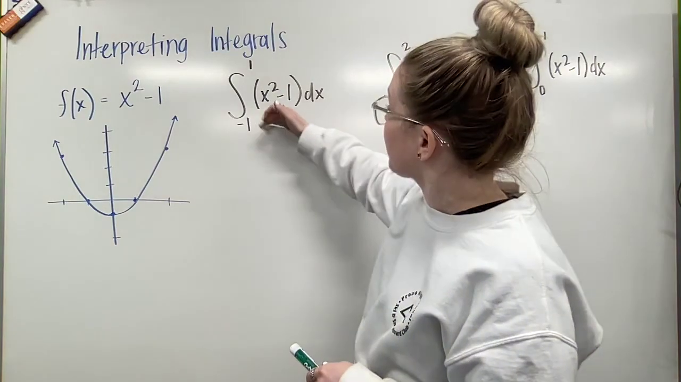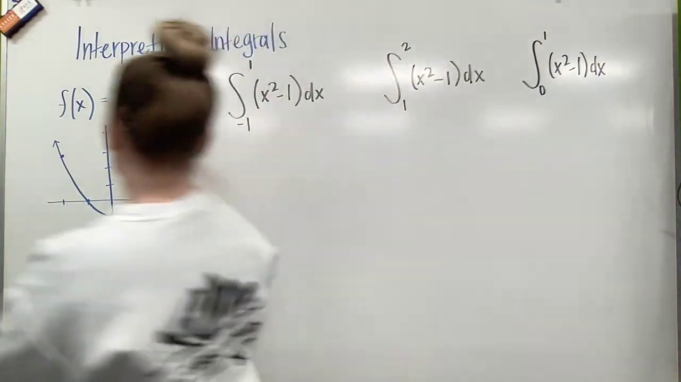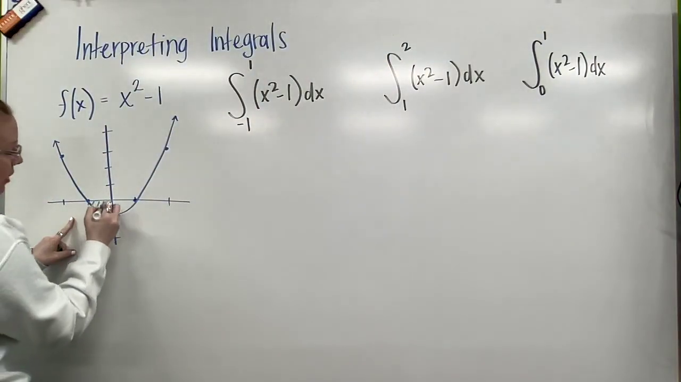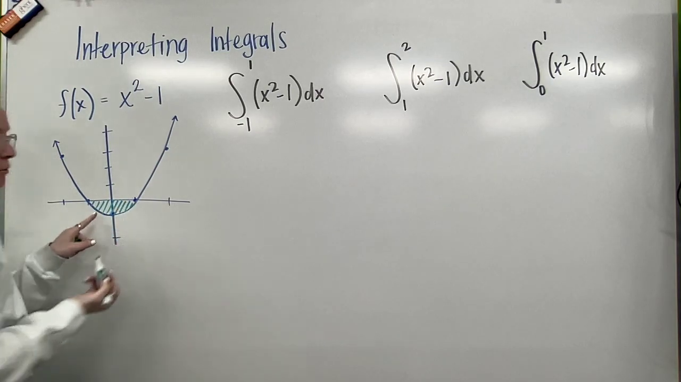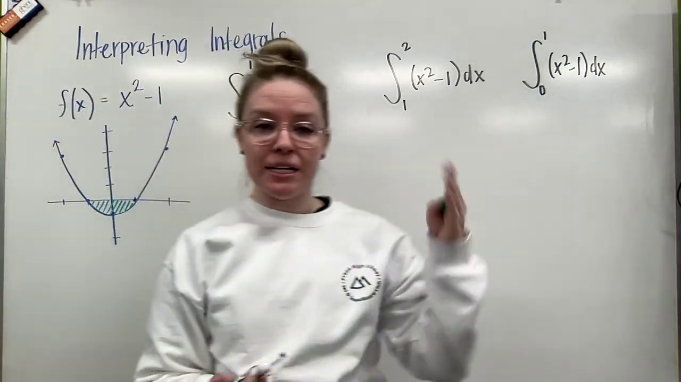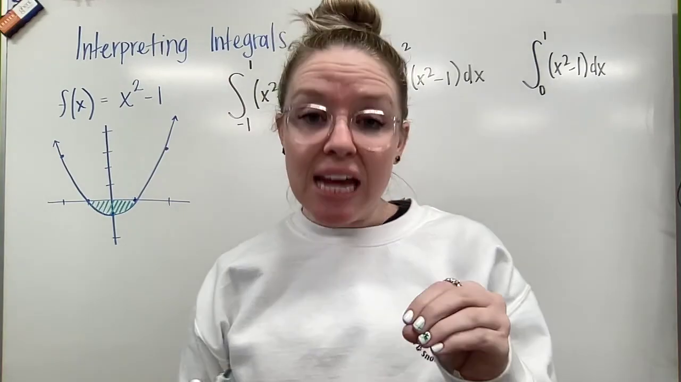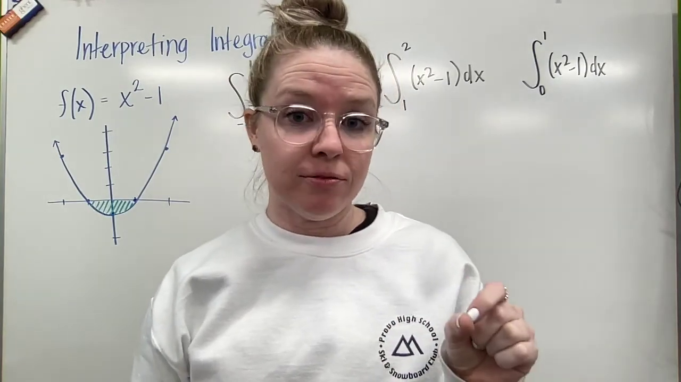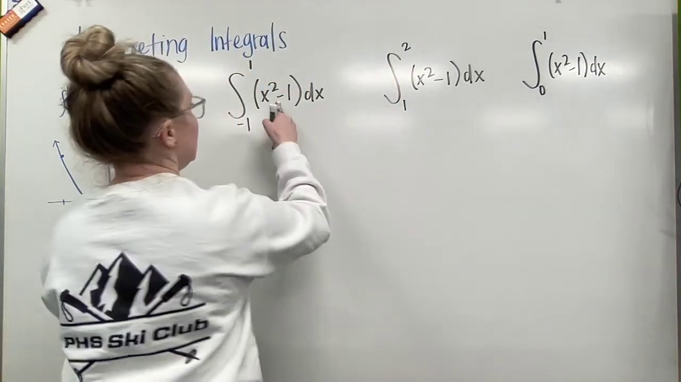This first integral, we're going from -1 to 1. So that's finding this area. Looking at that right now, I can tell that that area is below the x-axis. This area should come out negative. So let's take a look here.